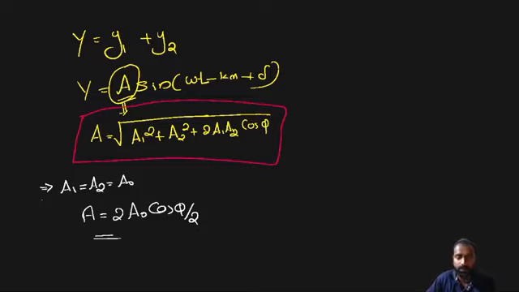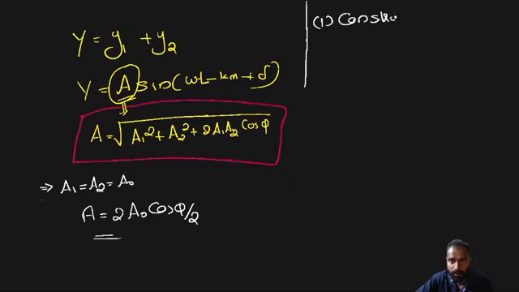So now I am discussing two types of resultants. One is constructive interference. What do you mean by constructive interference? Constructive interference is when the resultant amplitude we get is the maximum.